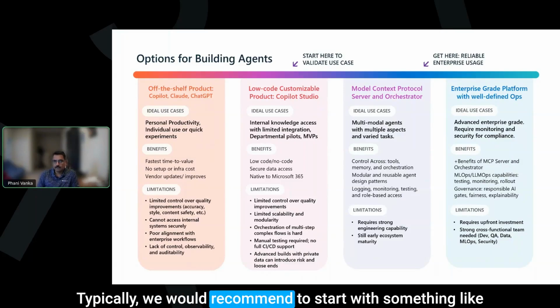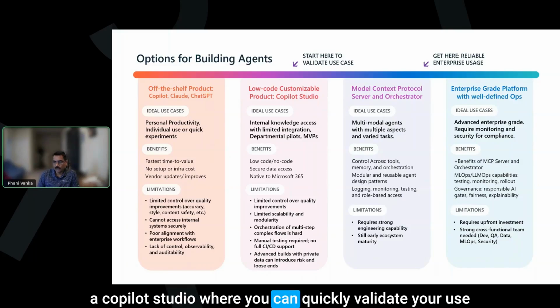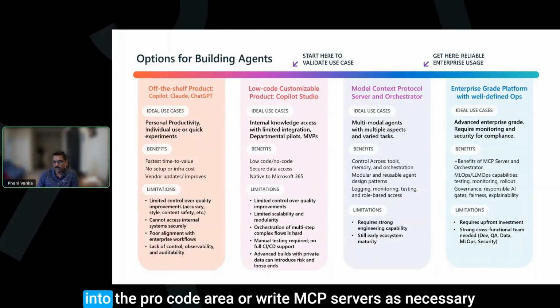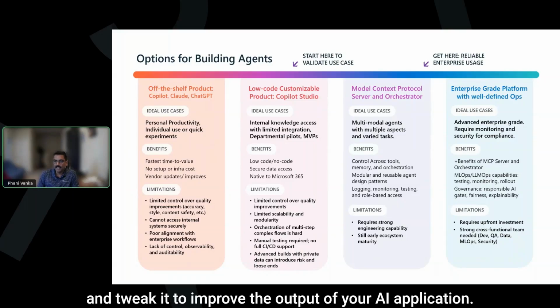Typically, we would recommend starting with something like Copilot Studio, where you can quickly validate your use case, and then start refining it so that you can slowly move into the pro-code area or write MCP servers as necessary and tweak it to improve the output of your AI application.